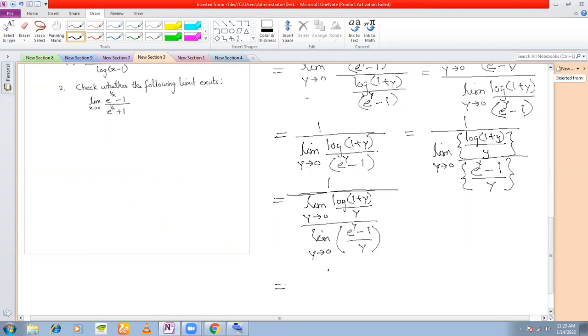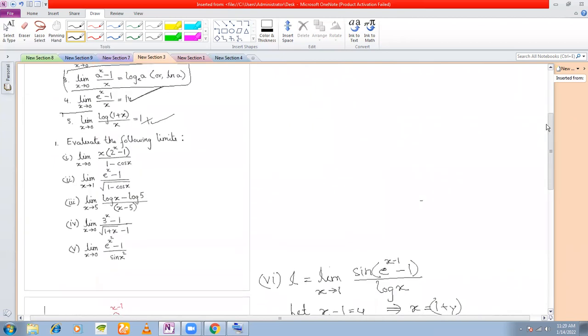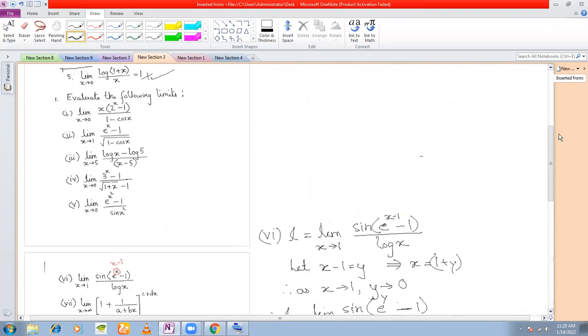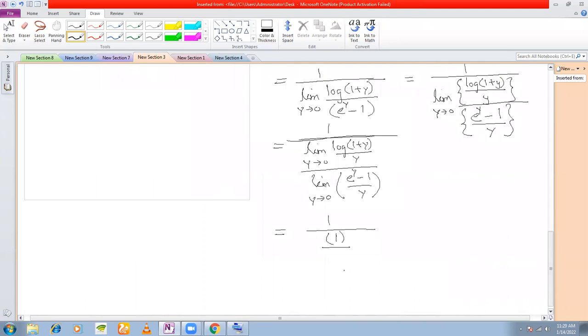So what does this become? 1 by log 1 plus x by x. What is the standard limit here? Log 1 plus x by x standard limit is 1. So this becomes 1, divided by e to the power of x minus 1 by x. What is the standard limit? Again 1. So I have 1 here. The answer is 1. Clear with this? Fine. So I'll stop here.